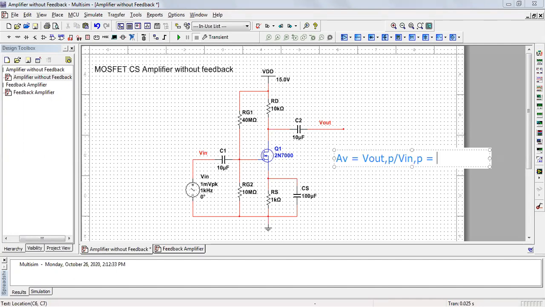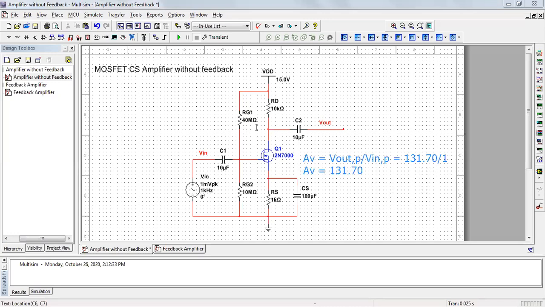Okay, so which is 131.70 millivolt divided by 1 millivolt. So you are getting a gain of 131.70. Okay, so I hope you understood. So this much gain we are getting here. 131.7 is the gain of this amplifier.